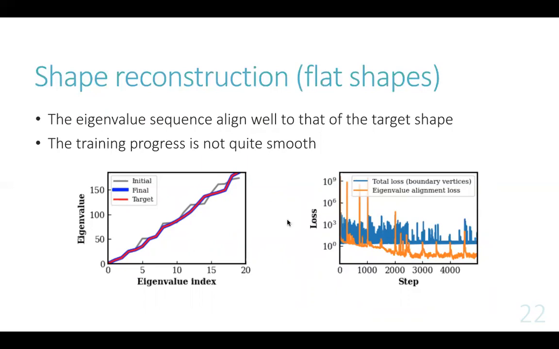We also plot the training curve for our loss values. Notice that the training process is not quite smooth. The spikes result from some triangle flips happening during the training process. But after the training process, the loss value reached the global minimum.